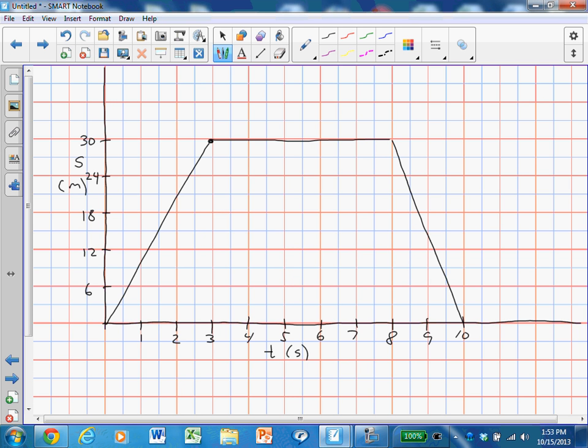And let's say we want to go to a velocity versus time graph. Well, we have 3 different velocities because we have 3 different slopes. And remember, slope on position versus time gives you the velocity.